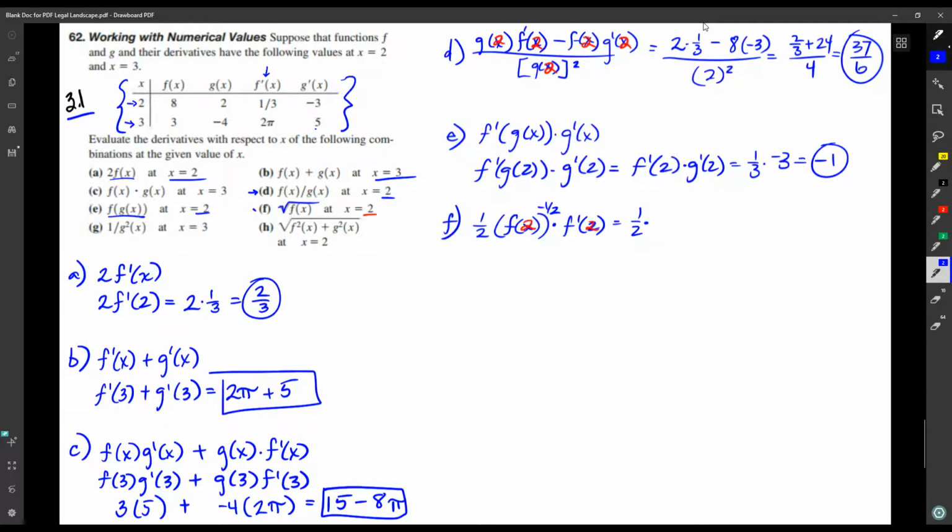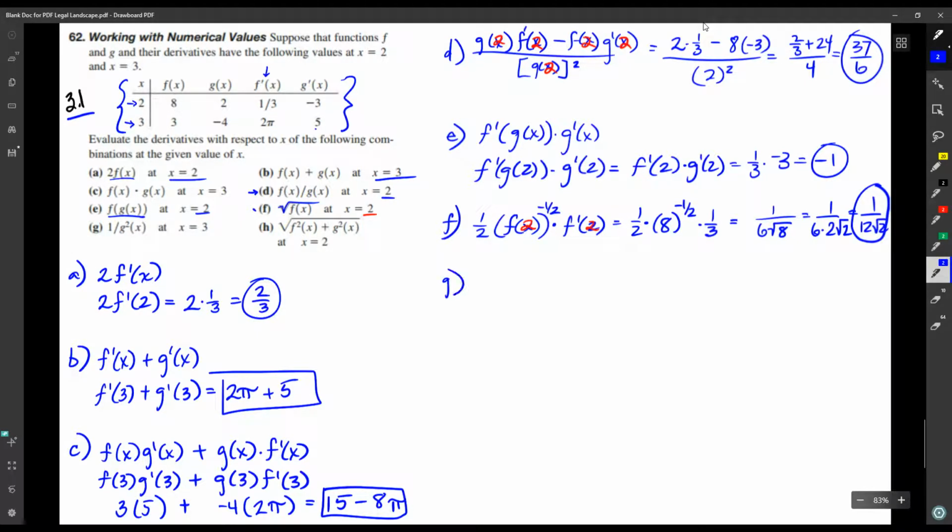There's the bell. f of 2 is 8 to the negative 1/2 power times f prime of 2, which is 1/3. So that looks to me like 1 on top and then a 6 on bottom and a square root of 8 on bottom. And that then becomes 1 over 6 times 2 root 2. Root 8 becomes 2 root 2. So that's a final answer of 1 over 12 root 2. Just fit it in there. All right, so there's f.